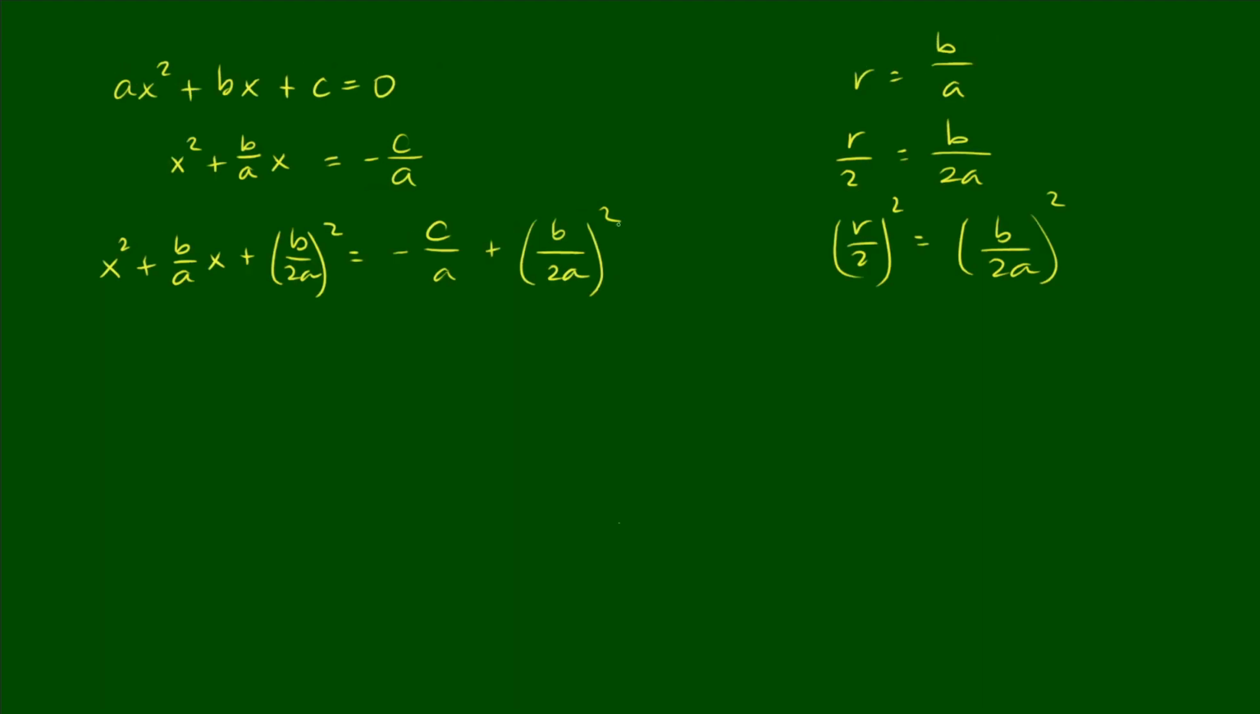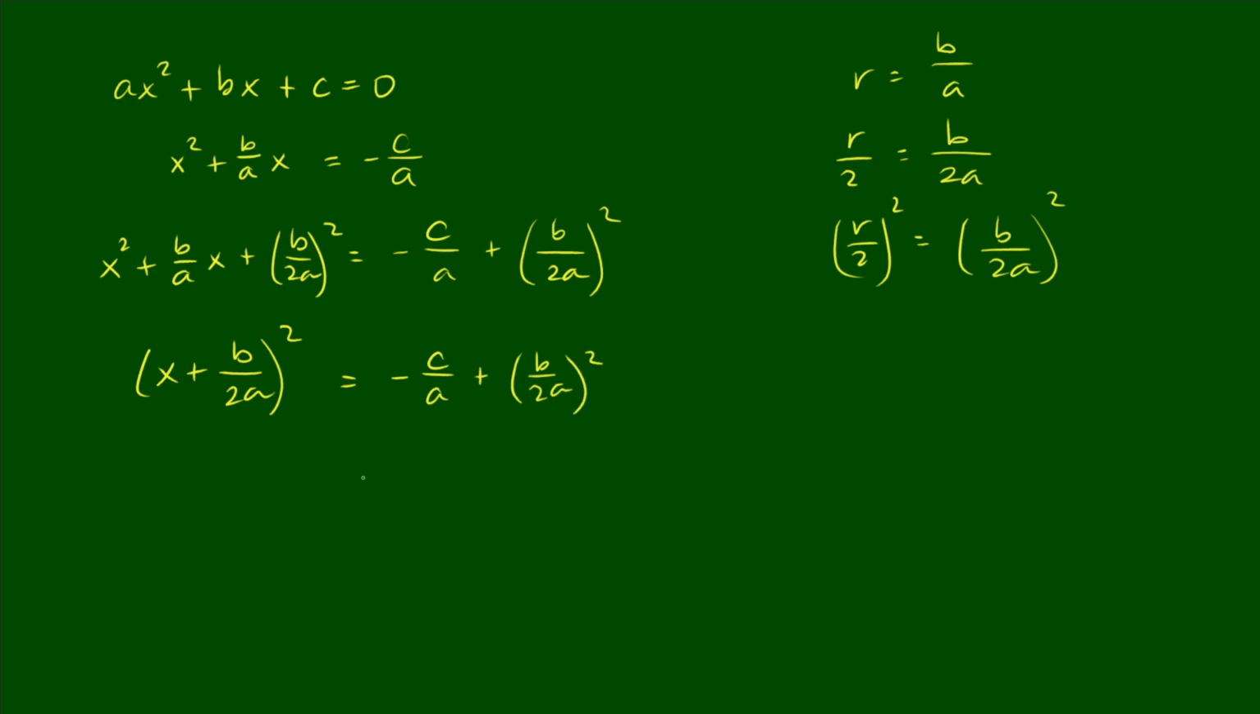All right, you know that the left side can be factored as a perfect square, right? This is a perfect square straight away. So now you have x plus b over 2a squared, right? It's a perfect square. You have this number and this number in one bracket in a sum, and you square that sum. That's going to be the same as the right side. So you have minus c over a plus b over 2a squared.